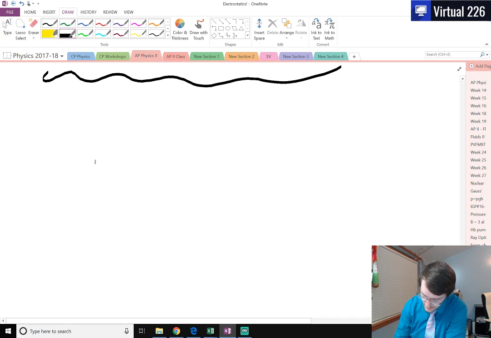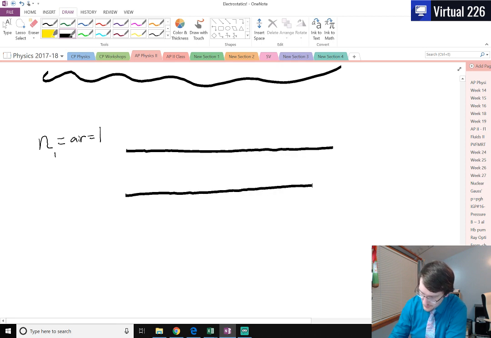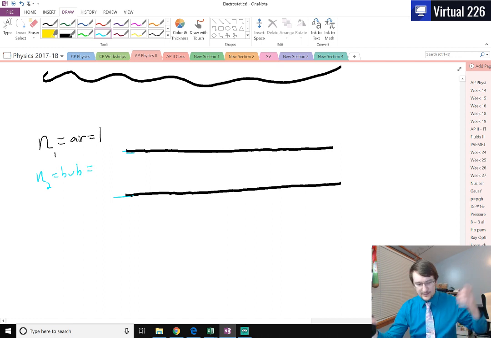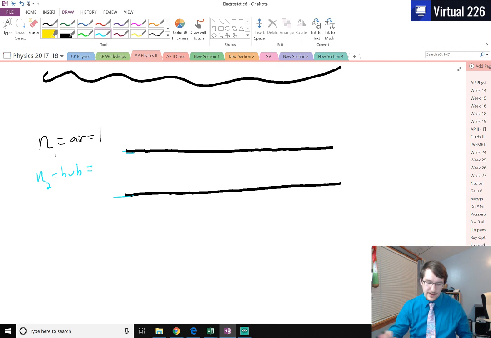For the soap bubble, what we have is a region, we'll call it N1, and this is air. So its index of refraction equals 1. And then this right here, I guess I'll make it a little bit of blue, this is the bubble. So I'll call this N2. It has an index of refraction of, let's just say, 1.5. I don't know off the top of my head what the index of refraction of a bubble is. Let's just pretend together that it's 1.5.